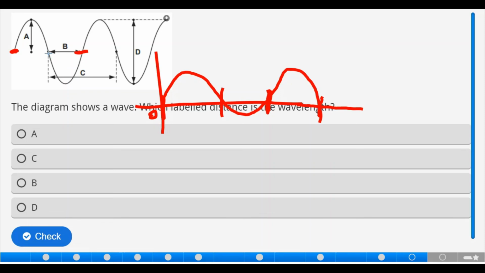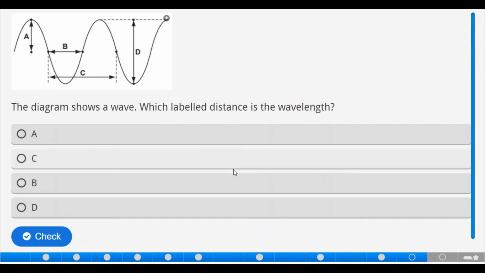But if you look at this now, between this point and this point makes a what? Complete cycle, up and down. This one is up and down. This one is down and up. You can even make a complete cycle between D and this point. But where it is much more complete is on this line, C. So our correct answer here now is what? C. Let's pick it and check.